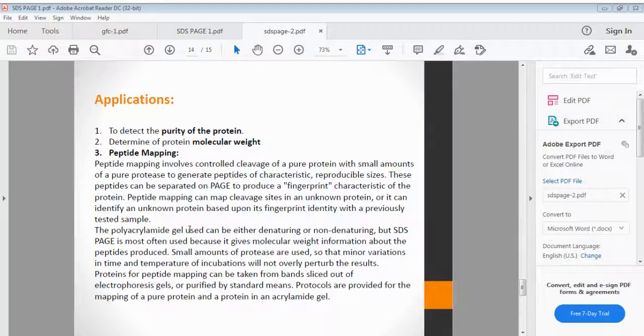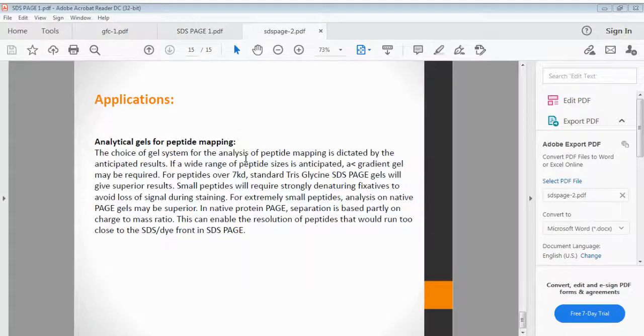So these are the applications. Applications: separation of proteins, estimation of the molecular weight, and also peptide mapping can be done. Okay, so this is the role of this one.